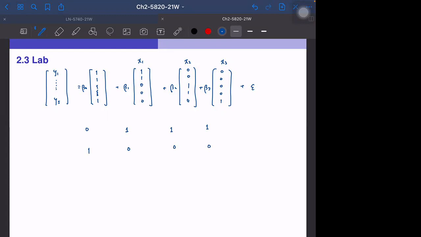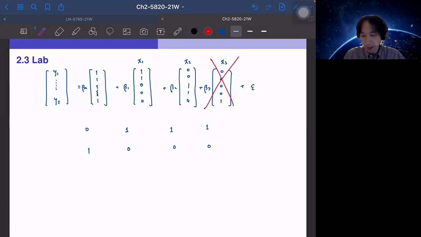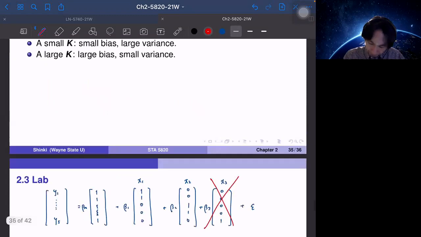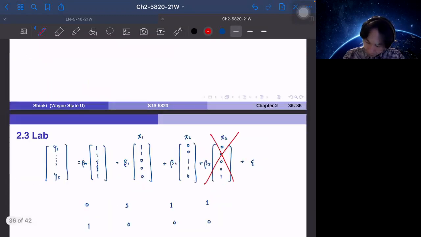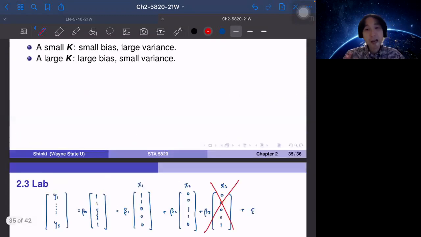Oh, okay. I get it now. Thank you very much for going over it. Yeah, so we have to eliminate one variable. Otherwise, we cannot identify the parameters. Yeah, so generally, if we have k categories, then we have to set up k-1 dummy variables.